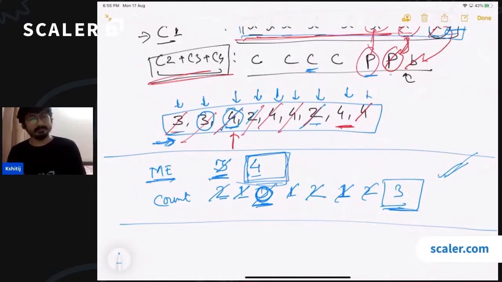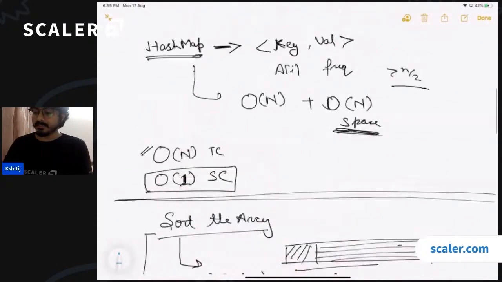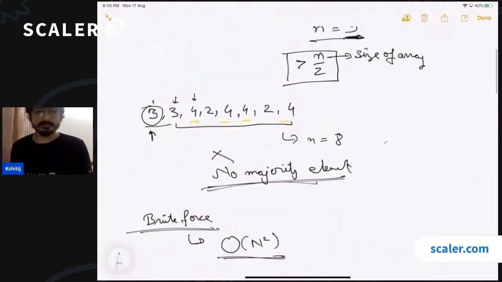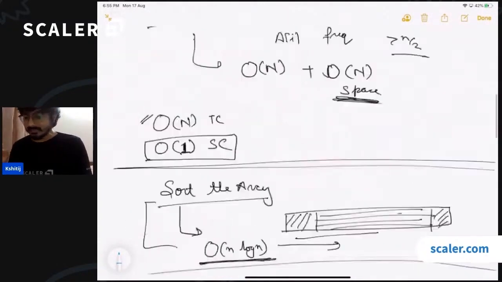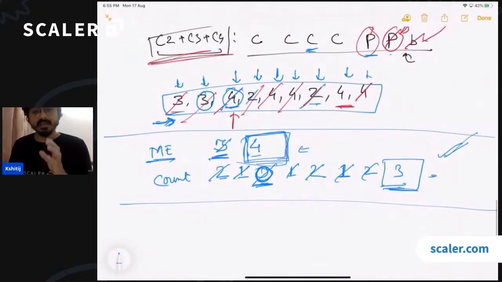No, not necessarily. It is not necessary that this element is always going to be the majority element, because there can be cases where there is no majority element in the array, right? So in that case, whatever answer you finally get, you will have to actually count the occurrences of that in the initial array.